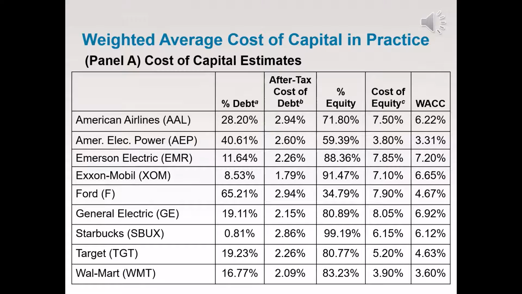So here is a table that shows estimates of weighted average cost of capital for just a few large U.S. firms. You can see that the weighted average costs of capital range from 3.31% to 7.2%. In general, the firms with the highest costs of capital are those with the lowest use of debt financing.